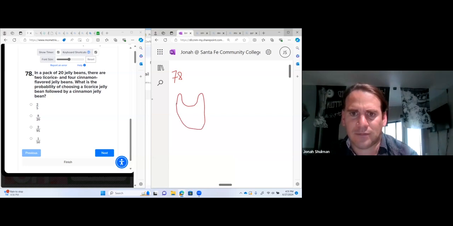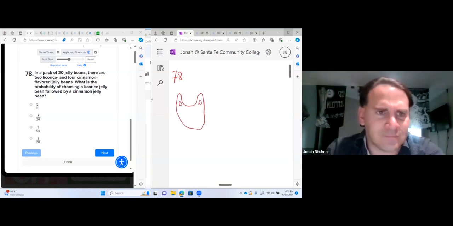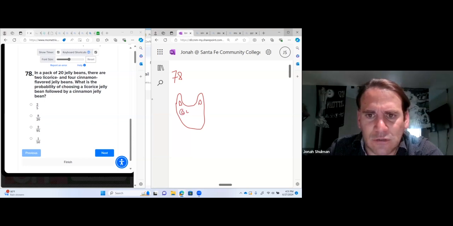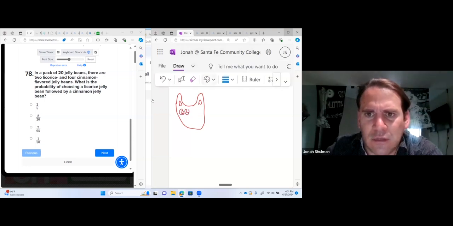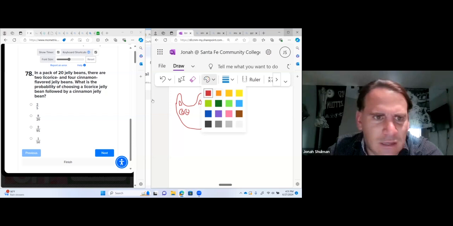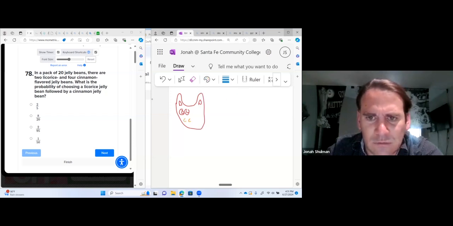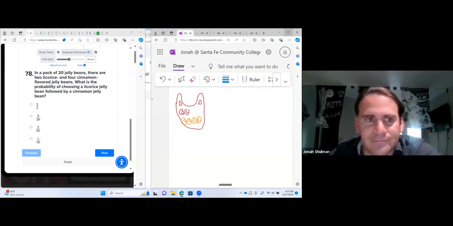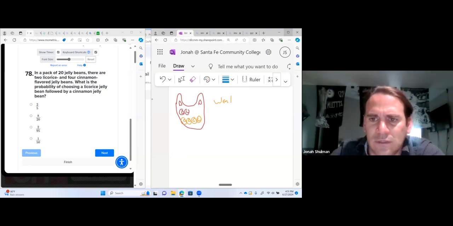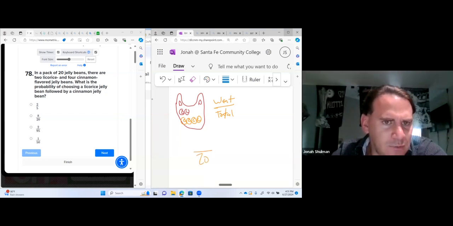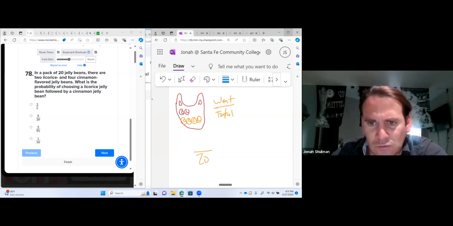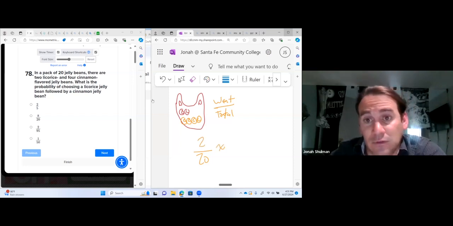we'll call this the pack. I have 2 licorice. And I have, how many cinnamon? 4 cinnamon. But there's 20 others, right? So it's always what you want over the total. So our total was 20. And the first one we want is the probability of choosing a licorice. That's 2.